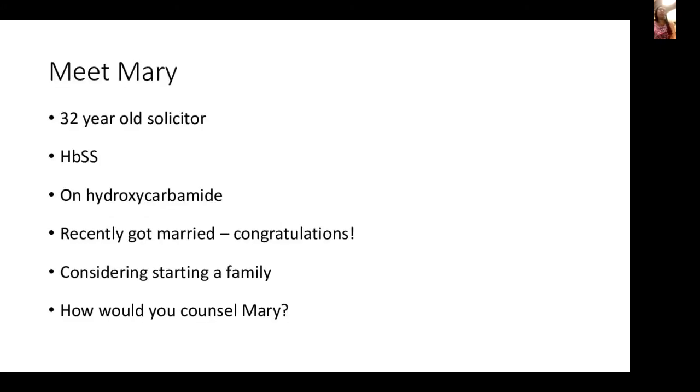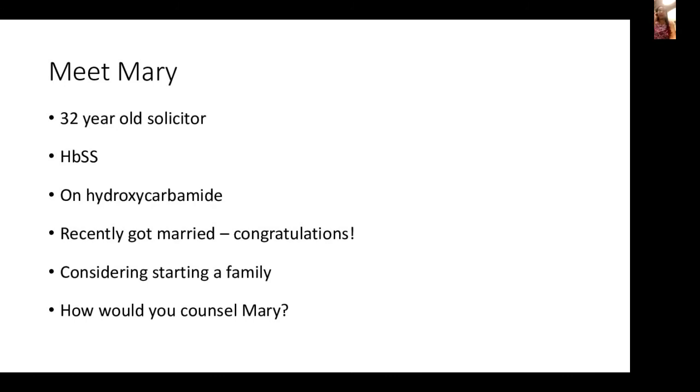Okay, and then just to finish off, I'll go through sickle cell disease in the obstetric clinic and the approach and things to consider in that setting. So we're going to meet Mary. She's a 32-year-old solicitor with sickle cell disease. She's been very compliant on hydroxycarbamide and actually has been quite healthy. She got married and wants to start a family. So we're just going to go through the counselling of women with sickle cell disease when they want to start a family. Quite a few things to consider.